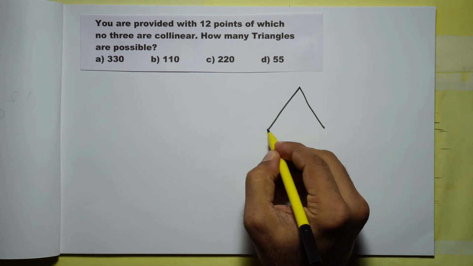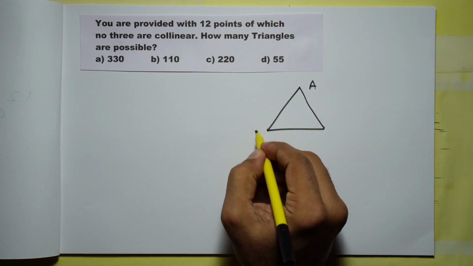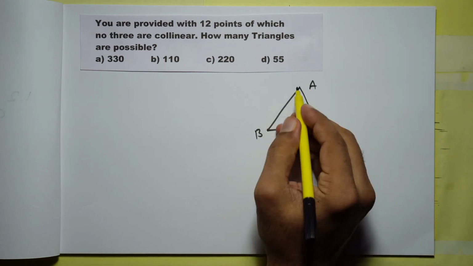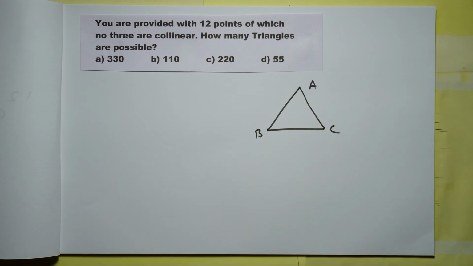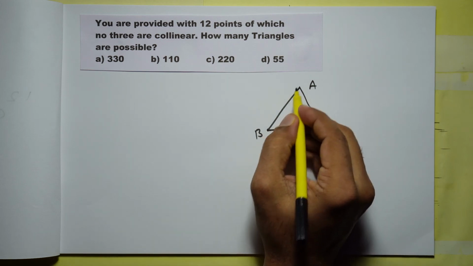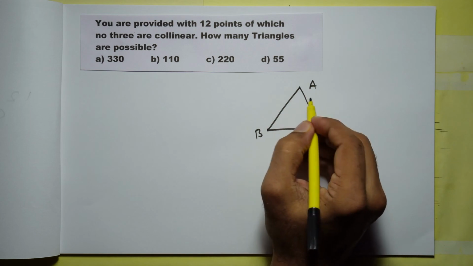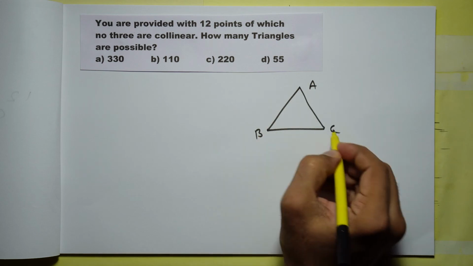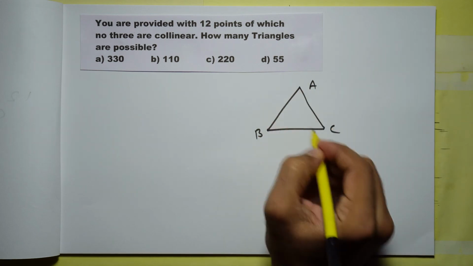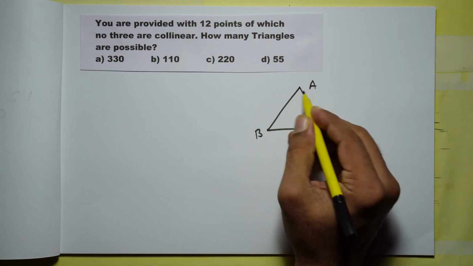Now assume that you choose the points A, B and C. Now order doesn't matter. That's why it's a case of combination. That is, you choose the points A, B, C. You will get the same triangle as ACB or BCA or BAC or CAB or CBA. So 3 points are necessary.